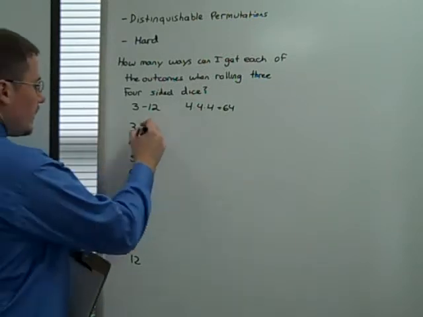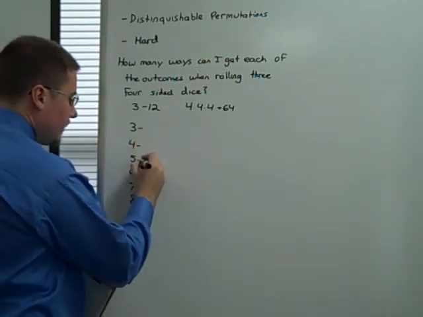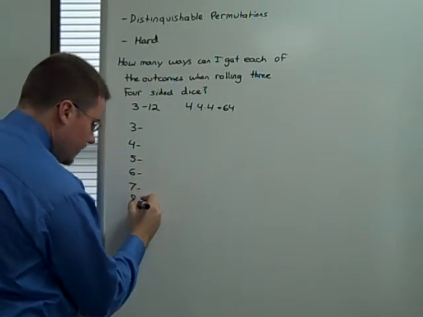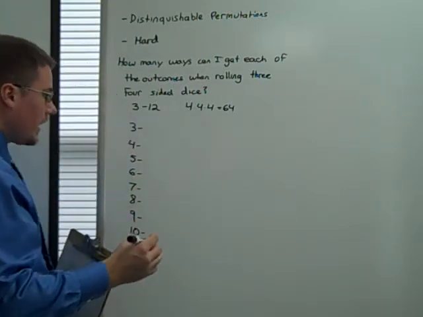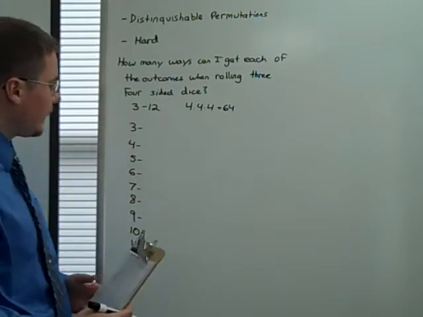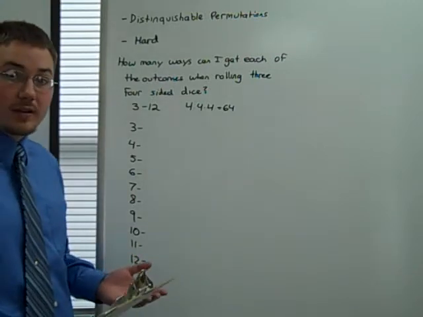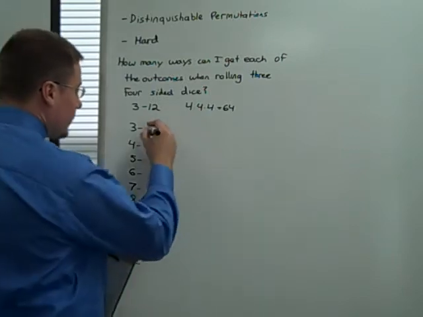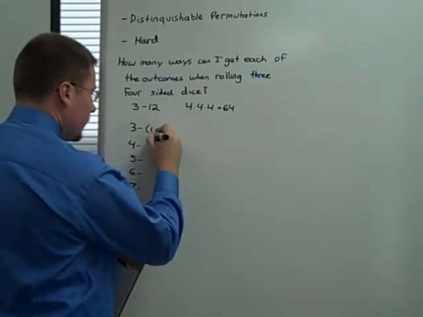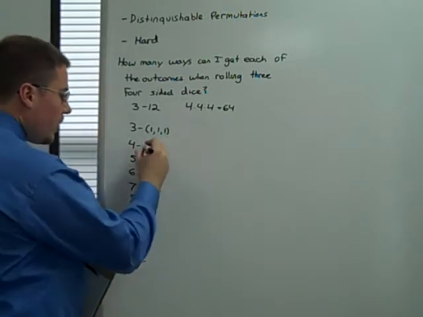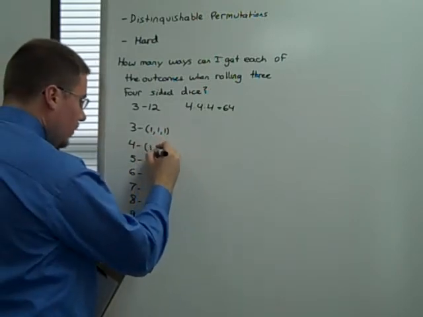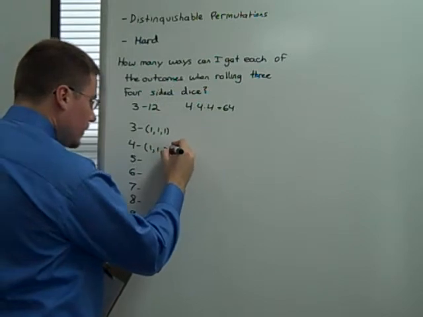Now, I'm going to also list as ordered triplets the number of ways that I could get a 3, for example. Now a 3 you can only get by rolling 3 ones. So I'm going to write that like this. 1, 1, 1. Now 4, you could roll a 1, 1, 2.